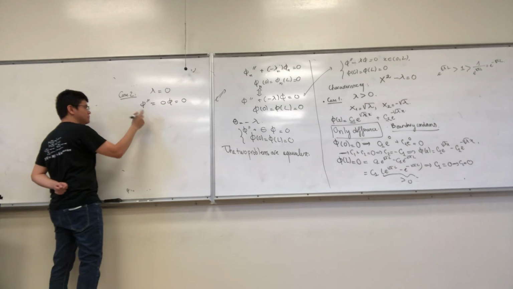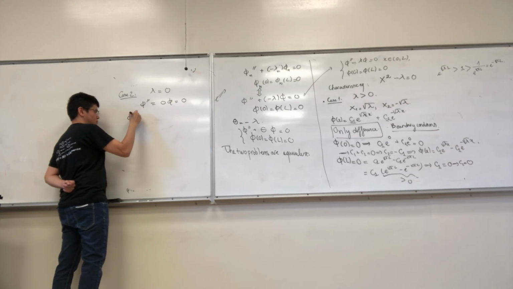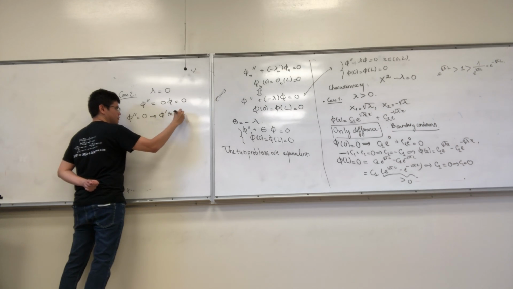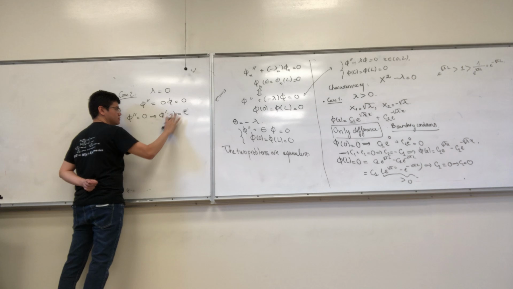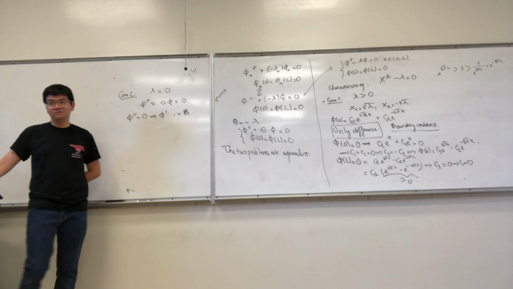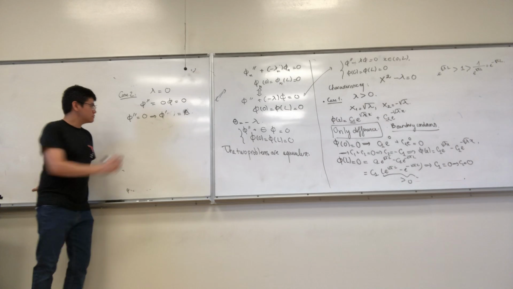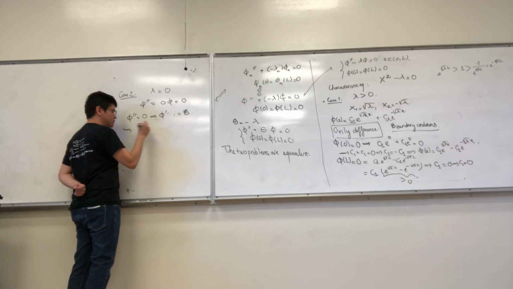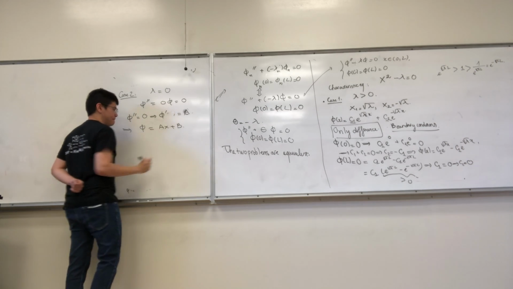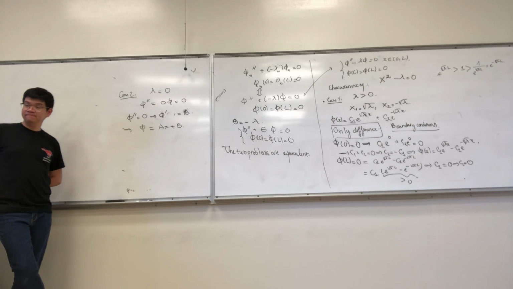So for this, because phi second is 0, phi prime of x will be a constant a, right? You just take the antiderivative of 0, you get a constant. Now you take the antiderivative of a constant, you're going to get ax plus b. All right? It's clear?